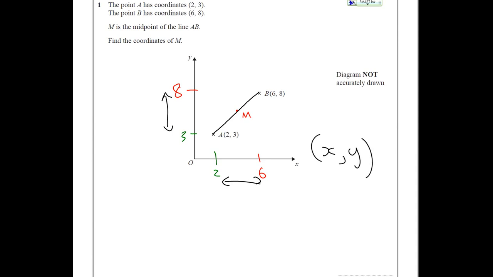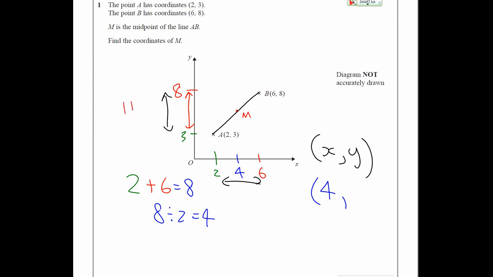So, halfway between 2 and 6 is going to be 4. A trick, if you don't know how to do this, is add the two numbers together and divide by 2. Okay, and that gives you the middle. So, our x coordinate is 4. You might count into the middle between 3 and 8, but let's use our new trick, see if it works.